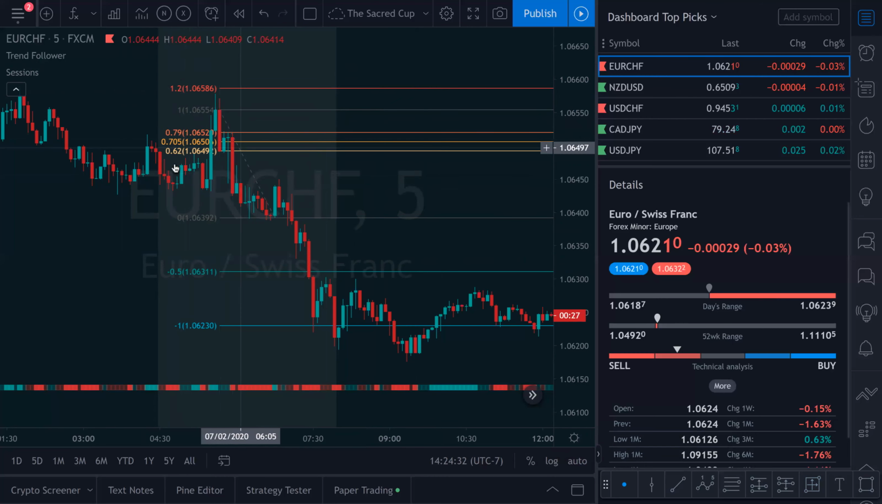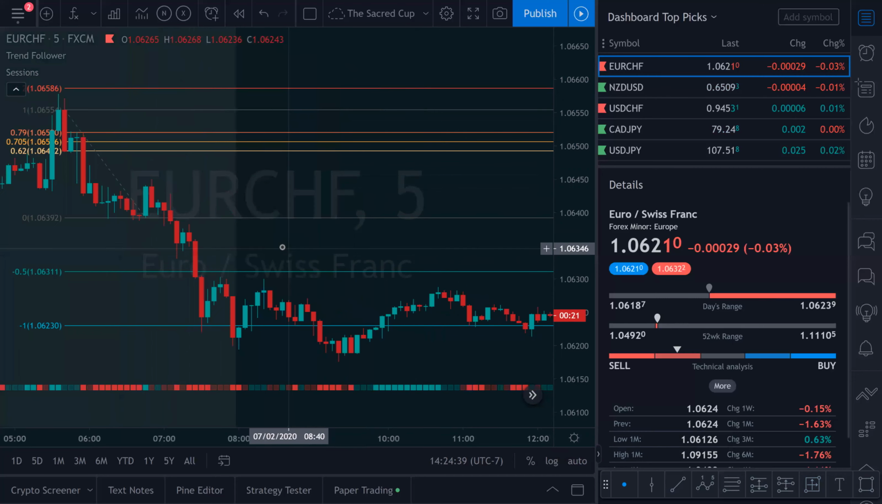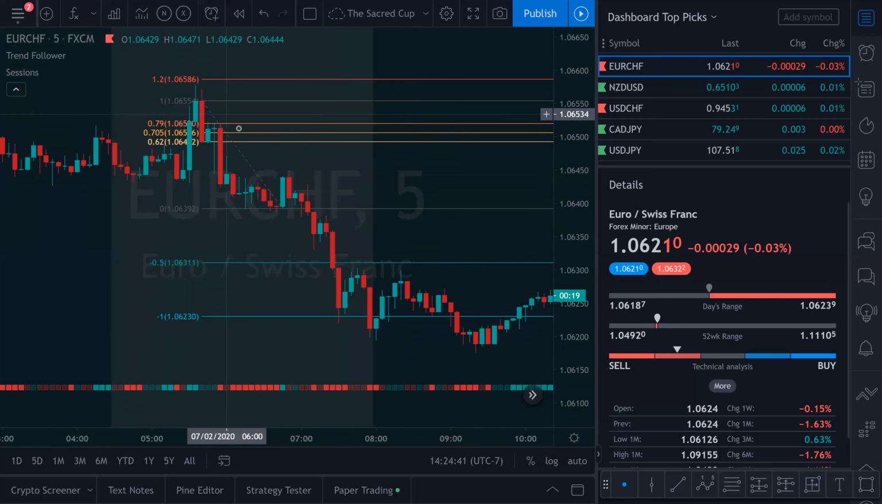So we would count that as the valid fib that's drawn. Either way, I would have entered this for a sell after, let's see, so I would have been stopped out here.